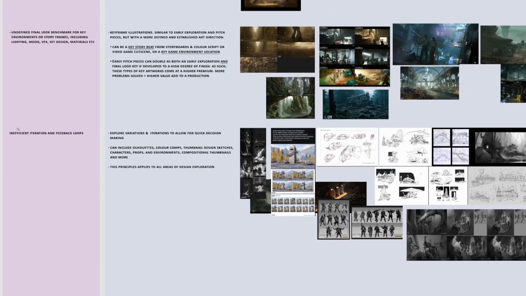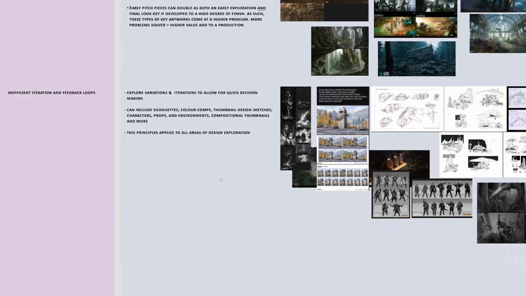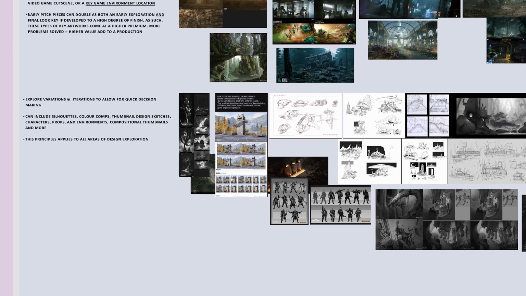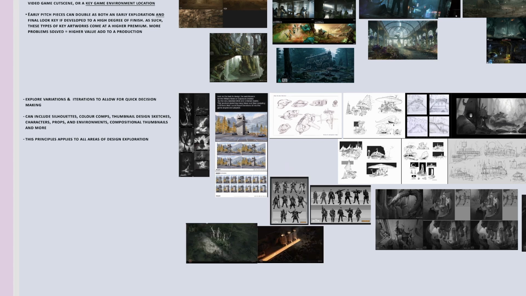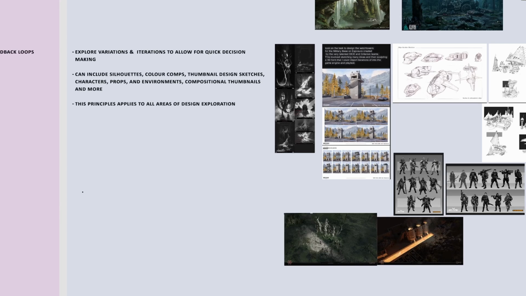Next problem, inefficient iteration and feedback loops. So this one's a big one, and it's not necessarily a phase of production per se, but it's more so an idea that I think is worth bringing up, and I'll show you an example of why. So let's say I'm an art director and I need an asset created, and I go to a 3D modeler and I say, build this asset.